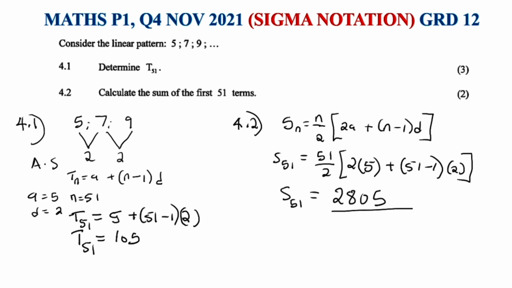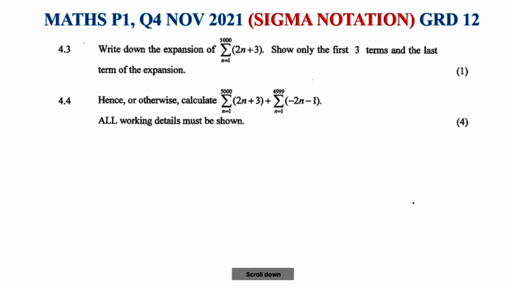So let's go ahead to 4.3 and 4.4. Okay, 4.3 says: write down the expansion of the sum, from n equal to 1 to 5,000, of 2n plus 3. Show only the first 3 terms and the last term of the expansion. So they are asking us to do the expansion of this sigma notation.